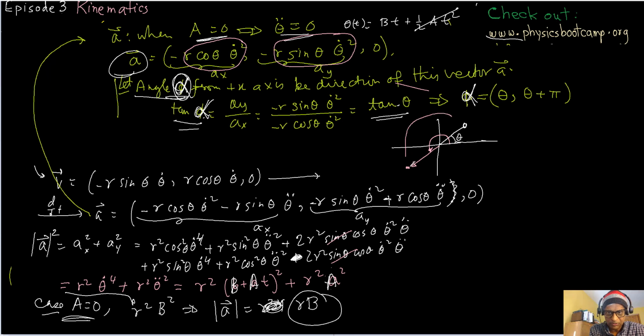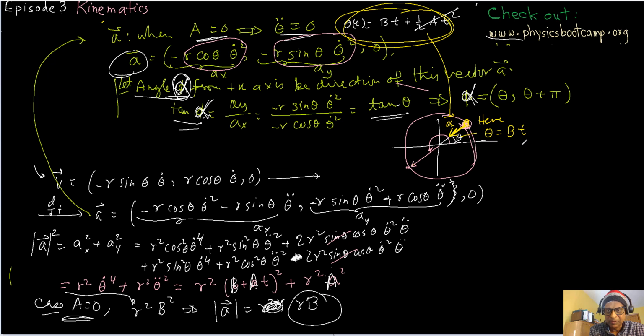So this object is going in this circle, and when it's over here, then the acceleration vector is pointed in that direction. Only when theta is like that, when this theta is bt, not when theta is bt plus half at squared. We didn't work that one out. But when this theta is just this much, that's a uniform circular motion.